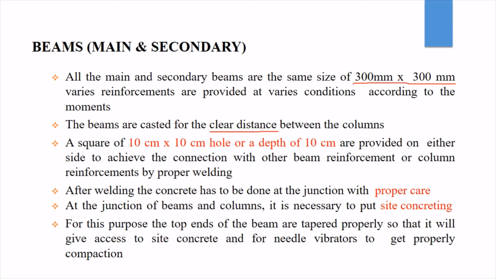At the junction of beam and column it is necessary to put site concrete. We have previously said site concrete is necessary, so wherever it is required, they have mentioned we need to go for site concrete. For this purpose, the top end of the beam is tapped properly, to access the site concrete, because site concrete is necessary wherever it is required. This is for needle vibrators and to get proper compaction.